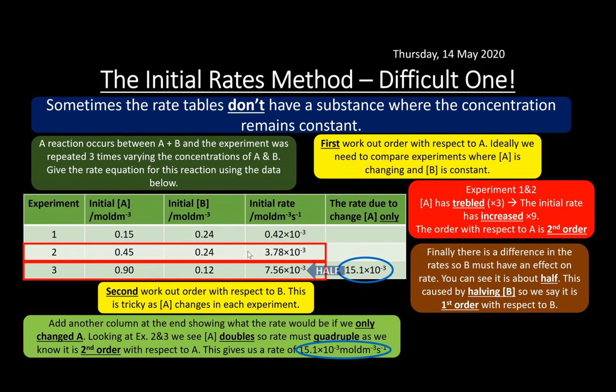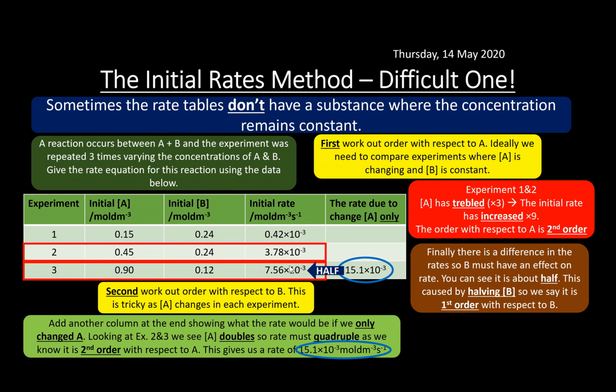So finally, what we have to do is spot that difference. We can see it does have an effect, and we can see it is about half. So this is caused by halving B. Remember, B has gone from 0.24 to 0.12. So that's halved, which means that the rate has also halved. So that means that it is first order with respect to B, and that's basically how we work it out.